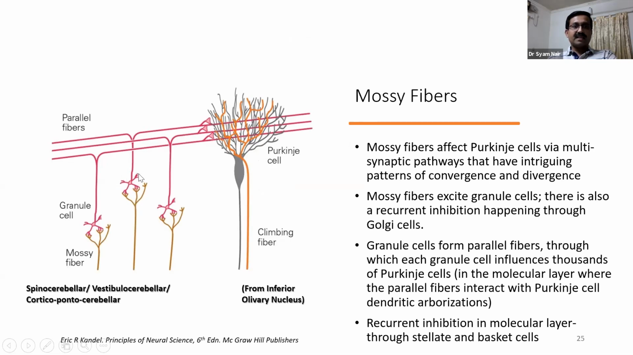Mossy fibers excite the granule cells in the deepest layer of the cerebellar cortex, that is the granule cell layer. Axons go up and split into parallel fibers. These parallel fibers are in the molecular layer, the most superficial layer of the cerebellar cortex, and they excite the Purkinje cells. These parallel fibers also excite the interneurons there, the stellate and basket cells, which inhibit the Purkinje cells. Climbing fibers are from the inferior olivary nucleus and they directly wind on the Purkinje cell and excite the Purkinje cells.